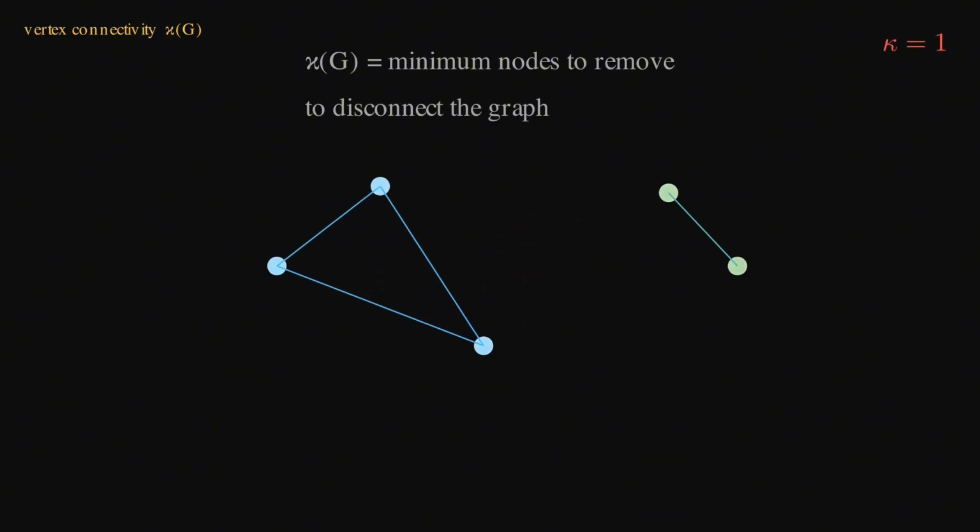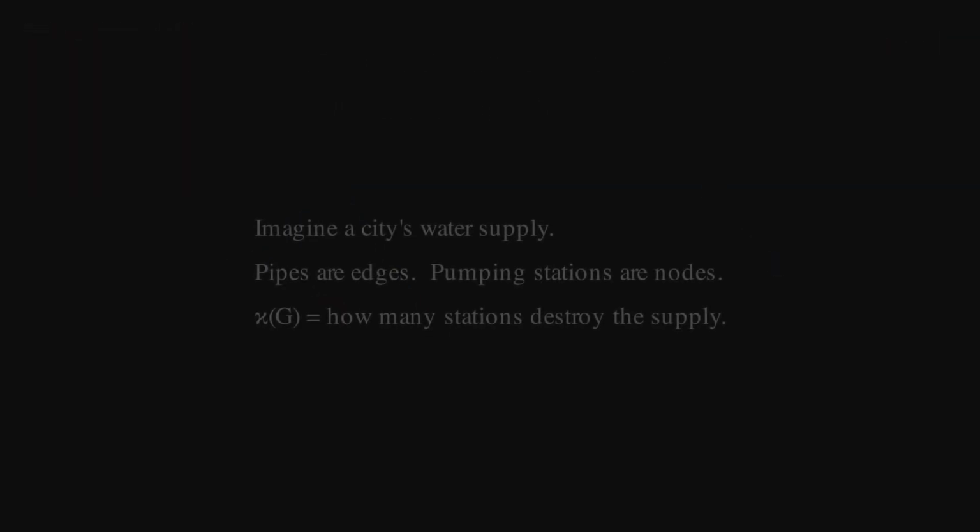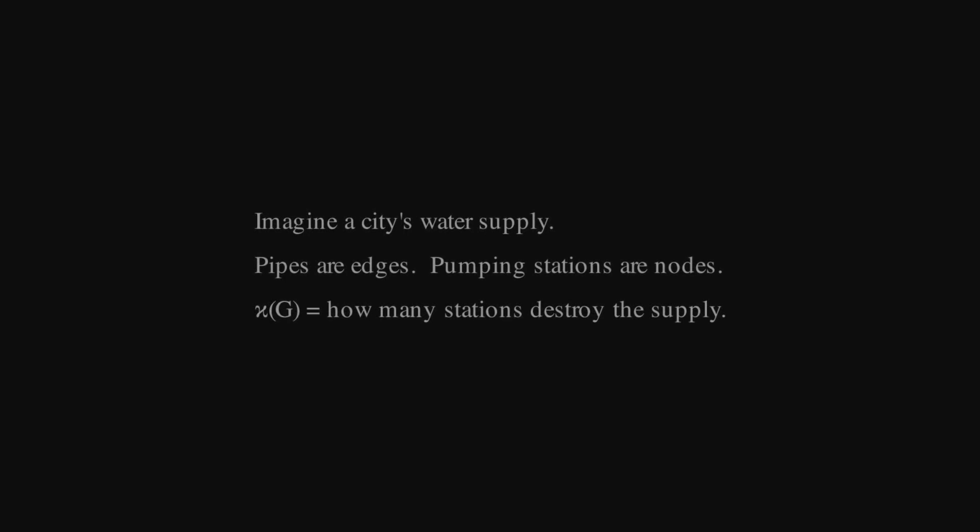That's the sharper question. Think of it like this. Imagine a city's water supply. The pipes are edges. The pumping stations are nodes. The connectivity number tells you how many stations an enemy would need to destroy to cut off the water entirely. That's not an abstract question. Cities calculate this.